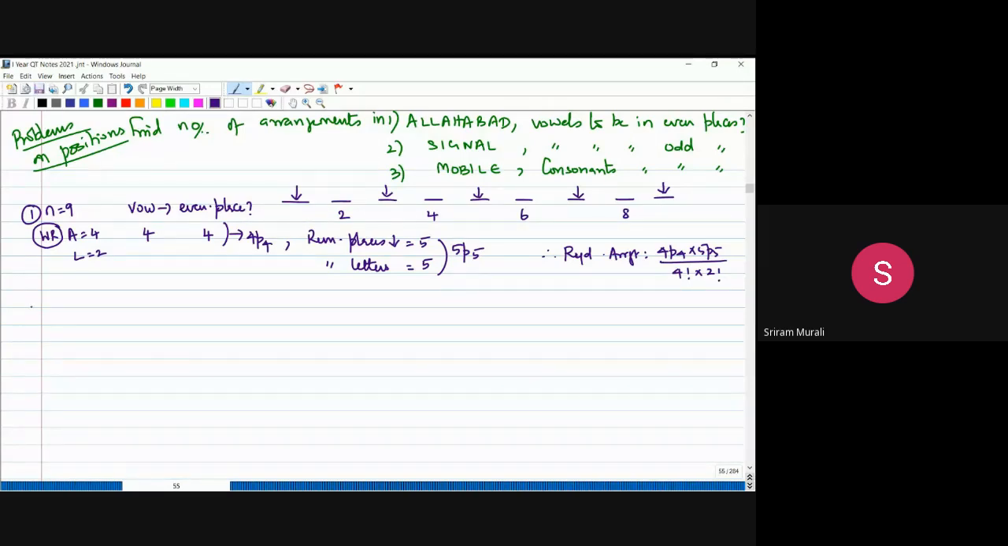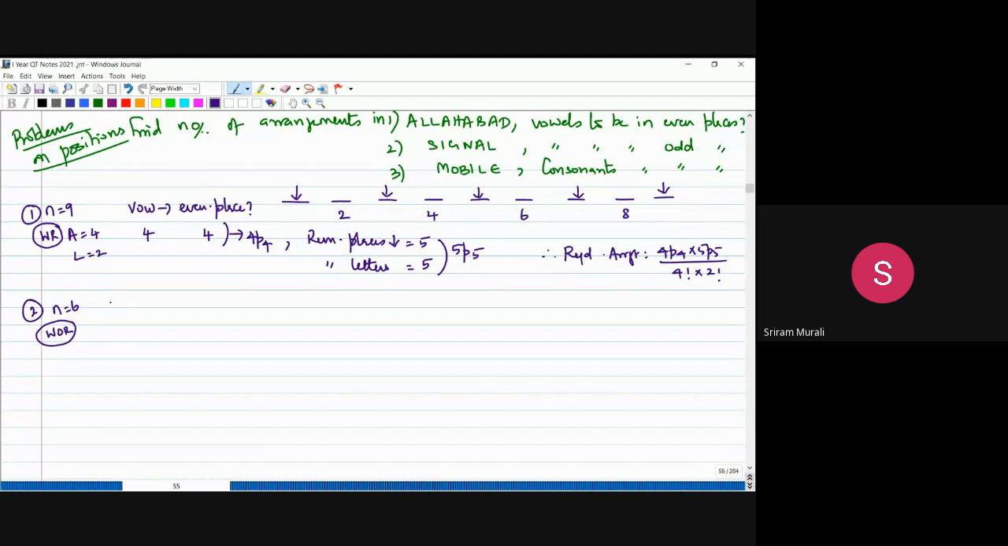In the same way, the second problem. The word SIGNAL, how many letters are there? 6 letters. So n is equal to 6. It is without repetition.